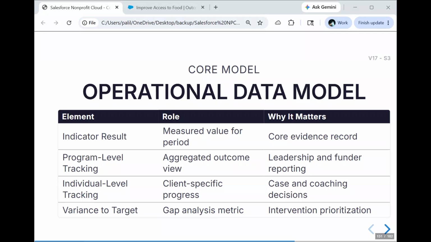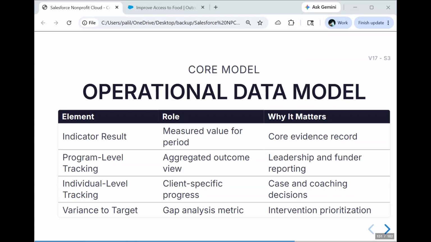As you look at this slide, think of each row as answering a different question in the process. Indicator result is the measured value for the period. That is what you look at when you need core evidence records. Program level tracking is the aggregated outcome view. That is what you look at when you need leadership and funder reporting.